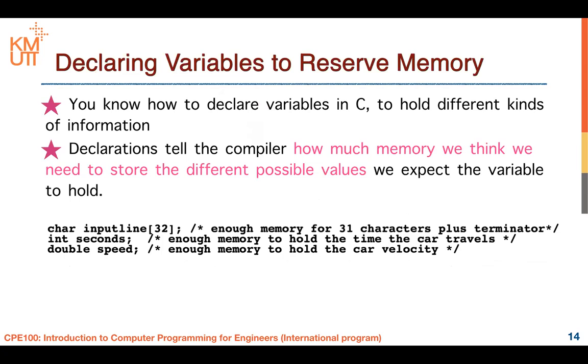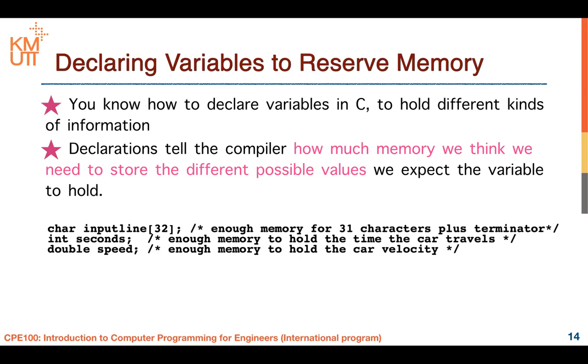The next topic is if you want to declare variables to reserve memory, right? First of all, we have to know the different kinds of information. Declarations tell the compiler how much memory we think we need to store the different possible values we expect the variable to hold. Okay, let's see these two examples.